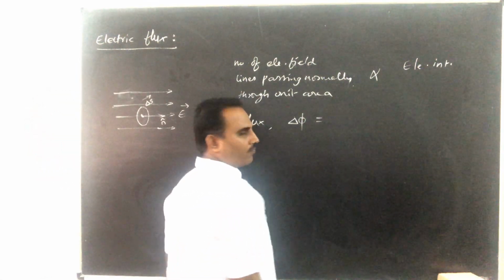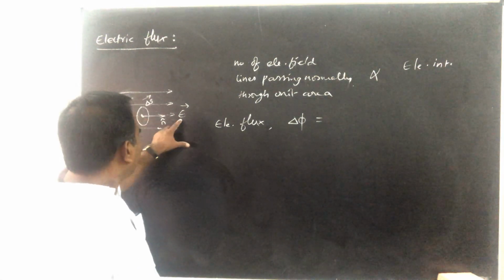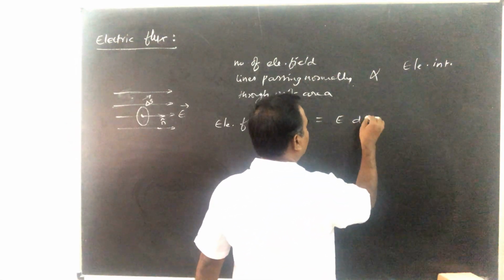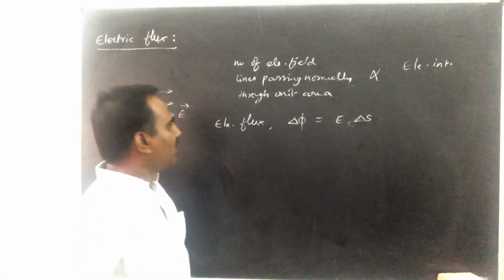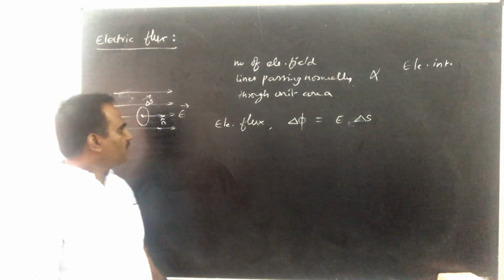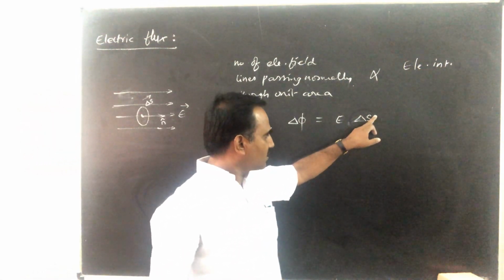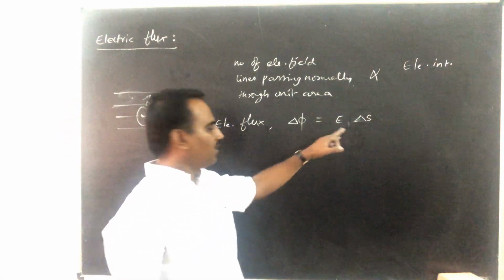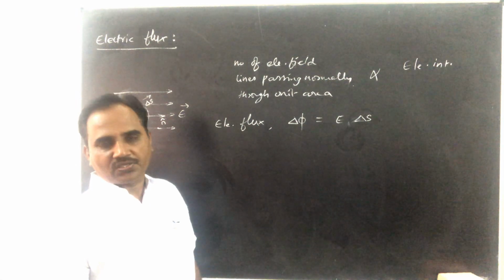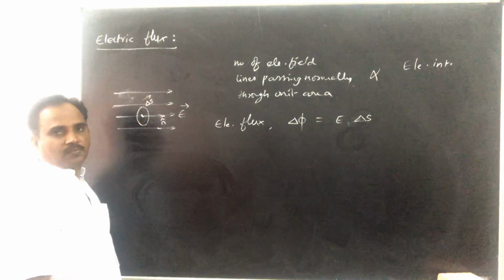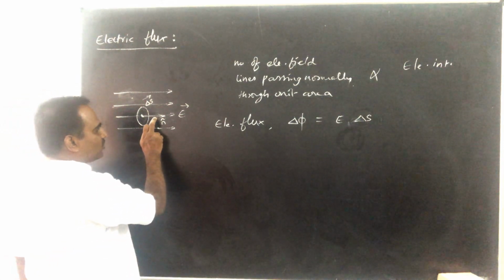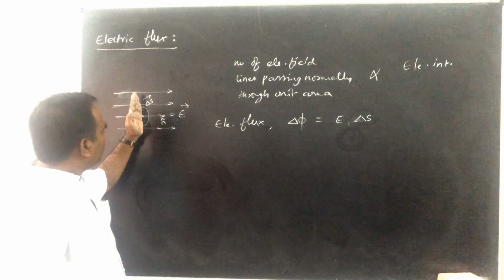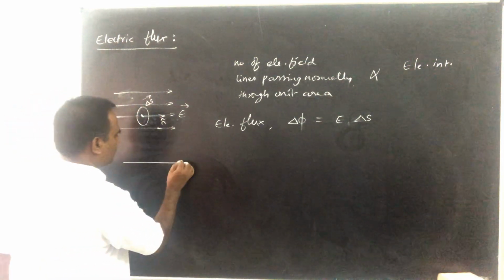This electric flux, at a point where the electric intensity is E, surrounding an area delta S, is given by E delta S. Understand, if you consider an area delta S surrounding a point where the electric intensity is E, then the electric flux through this area is given as E delta S. In case the area vector is not along the direction of the electric field, that means this area is not perpendicular to the electric field, see, the electric field is in this direction.